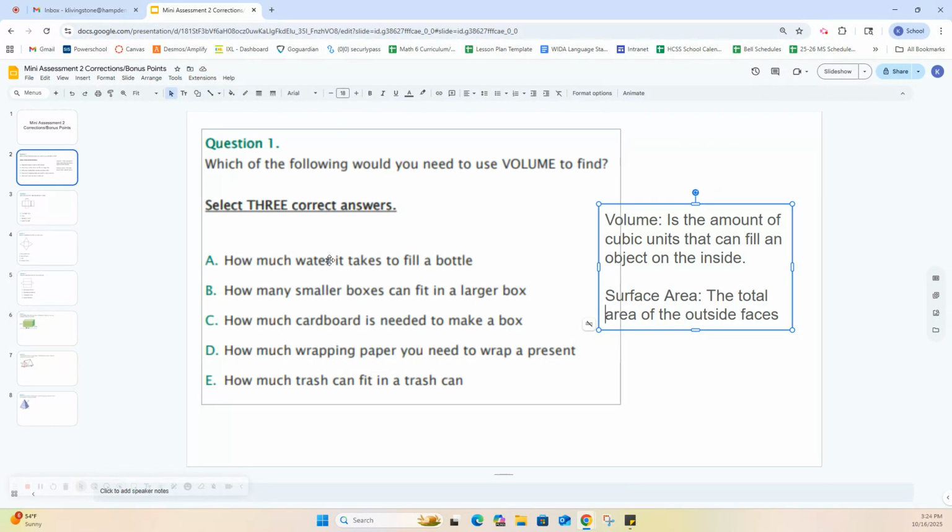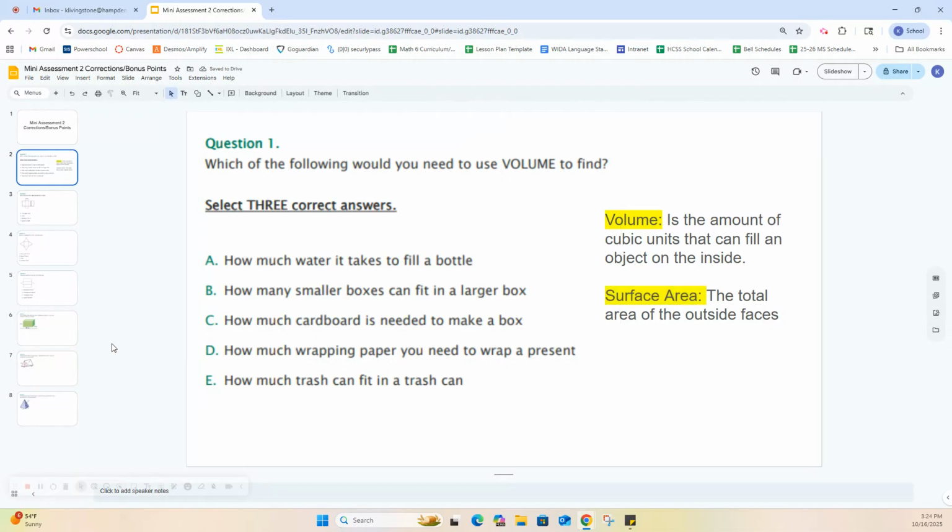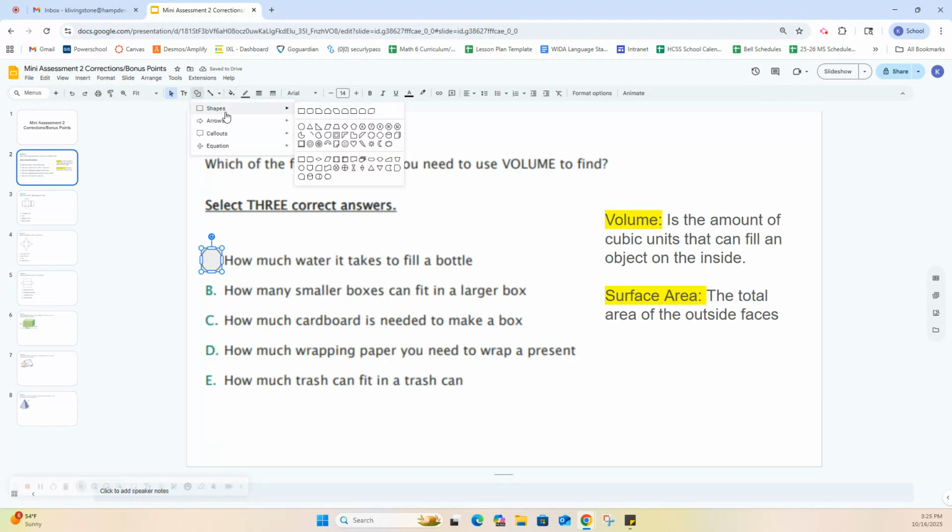So let's go through these choices and figure out what would be volume. Again, volume is the amount of cubic units that can fill the inside. Surface area is the area of the outside faces. How much water it takes to fill a bottle? That would be volume because it is talking about the inside. So A would be one of them. And it says select 3. So we're going to select 3.